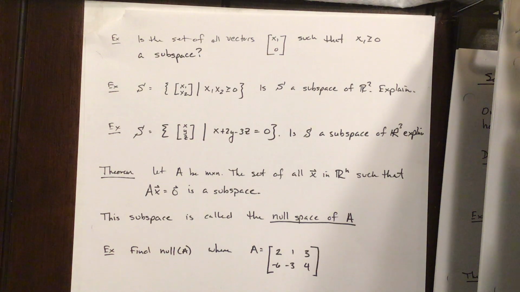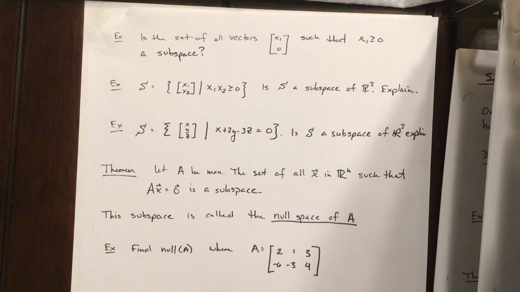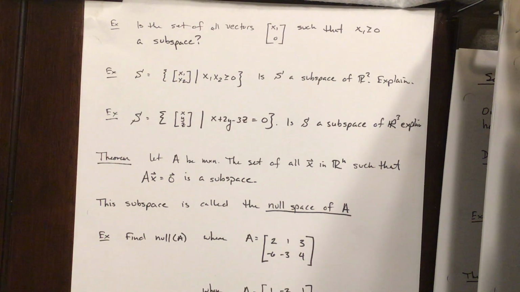All right, everyone, and we're back for the last half of section 4.3, subspaces. Remember, a subspace of a vector space is a subset that is closed under addition and scalar multiplication. Now, we left off with this theorem, or at least we begin with this theorem, that says if A is an m by n matrix, the set of all vectors in Rn such that Ax equals 0 is a subspace. That subspace is called the null space of A.